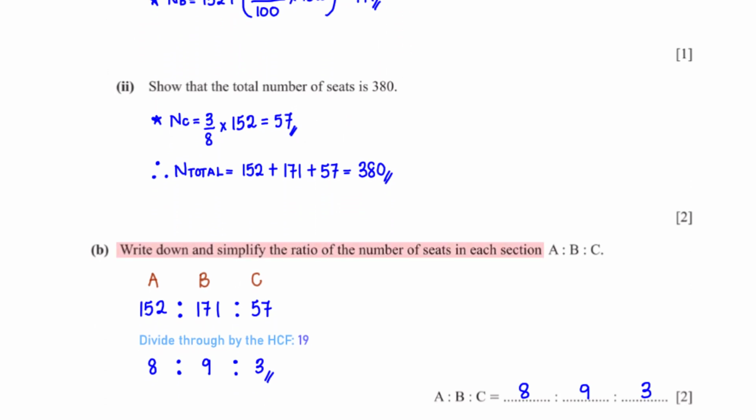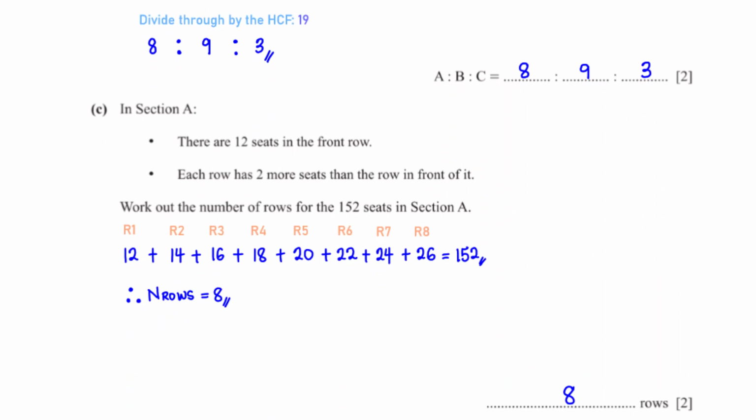Write down and simplify the ratio of the number of seats in each section A is to B is to C. The number of seats in sections A is to B is to C is 152 is to 171 is to 57. The highest common factor for these numbers is 19. So when we divide through the ratio by 19, we get 8 is to 9 is to 3.